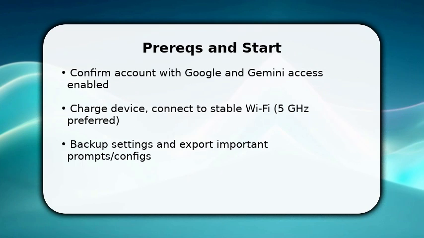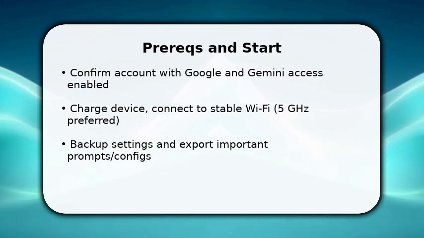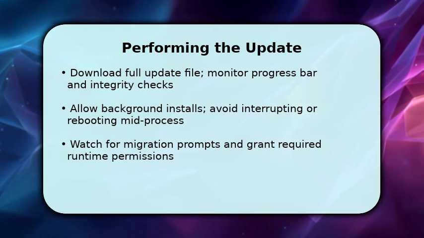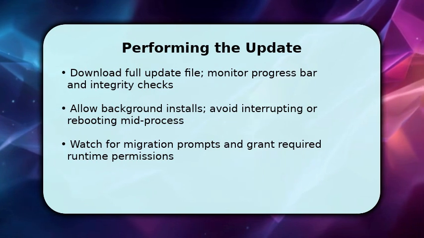Now open the Gemini update page or app settings. Check version info and tap update to begin the process while monitoring progress. You'll see the download and integrity checks happen automatically. Watch the progress bar and verify the checksum if shown.